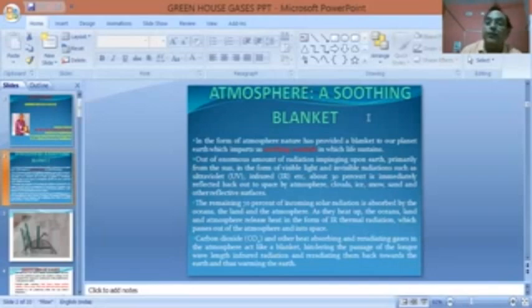So life on the earth is possible. In addition to many other factors, it is also possible due to the atmosphere, because the atmosphere is playing the role of a blanket, and that blanket is keeping the planet Earth soothingly warm. The warmth is only to the extent it is required. It is neither less than the required extent, nor more than the required extent.